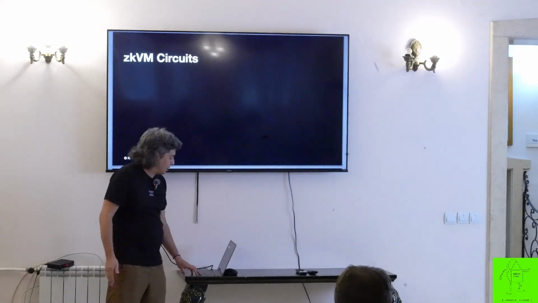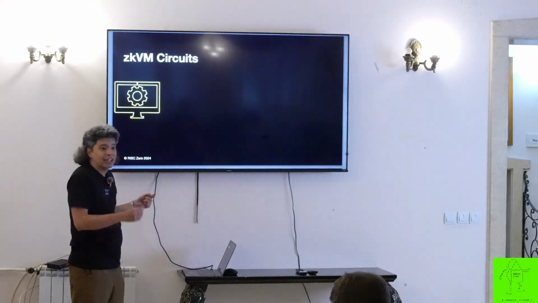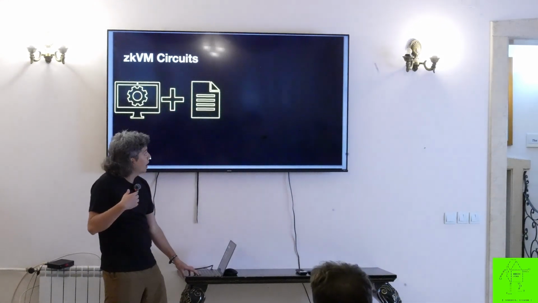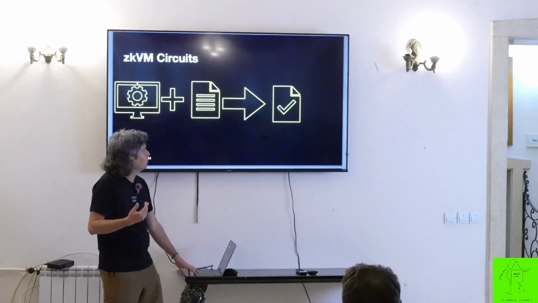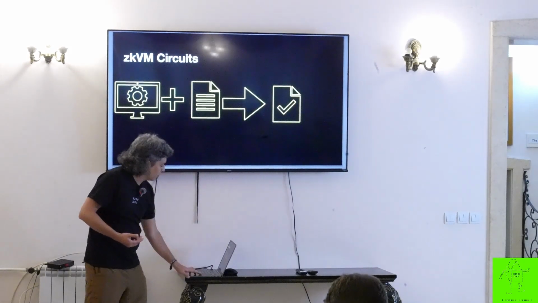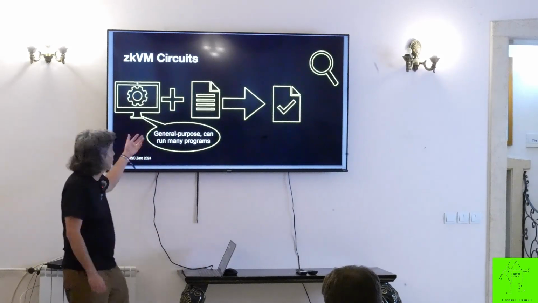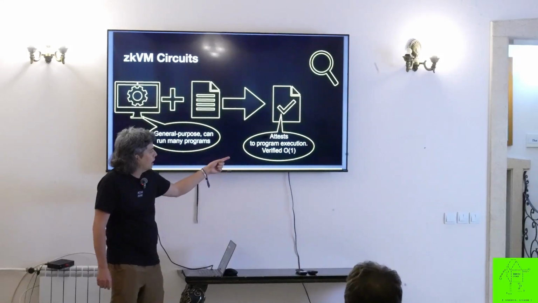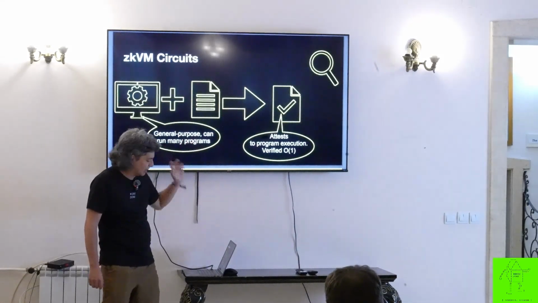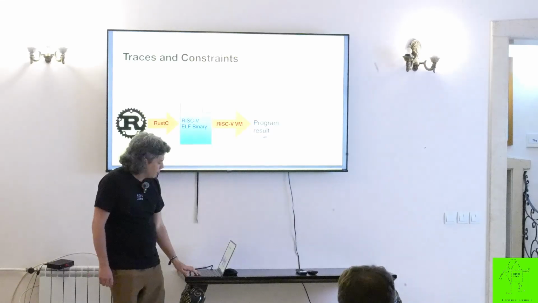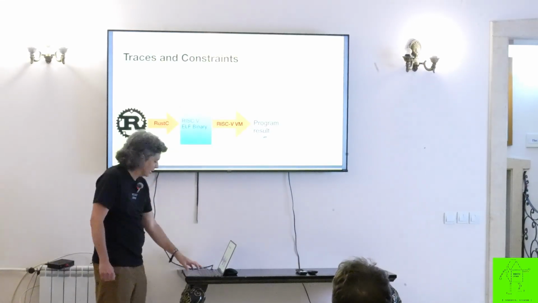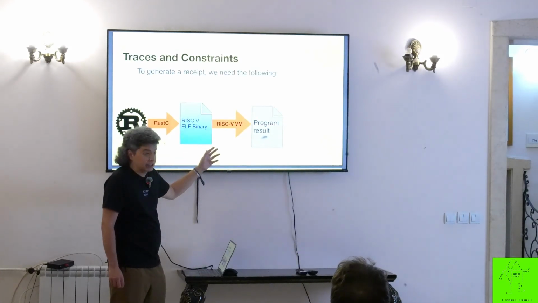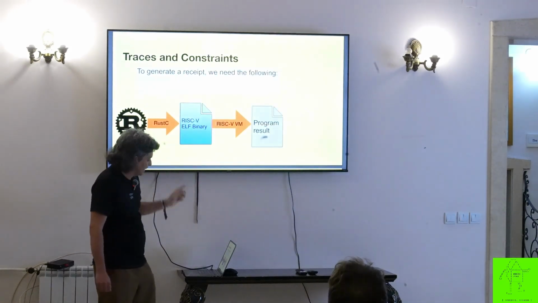Okay, so let's talk about ZKVM circuits now. ZKVM circuits are similar, but the program itself is a program that can run other programs. So in this way, we can generate a proof, but we're not limited to a single program. It's more general purpose, and you still get the verification in constant time. So going back to our mental model, in order to generate a proof or receipt, we need the following.